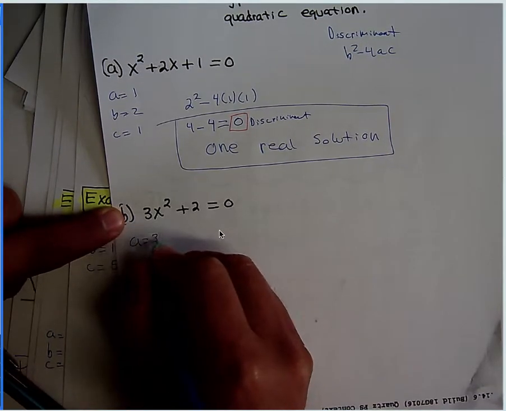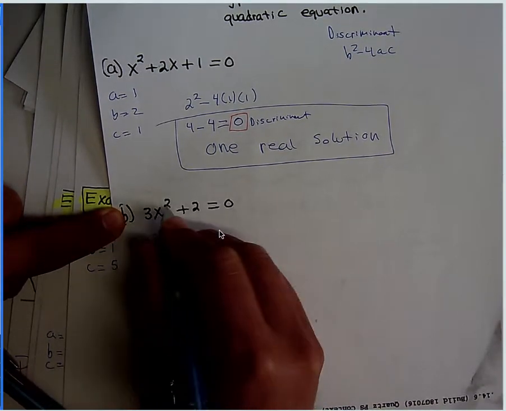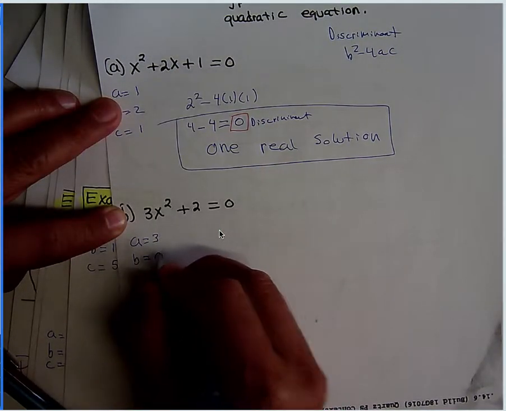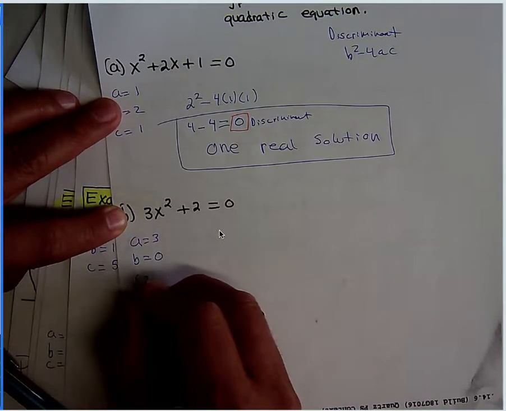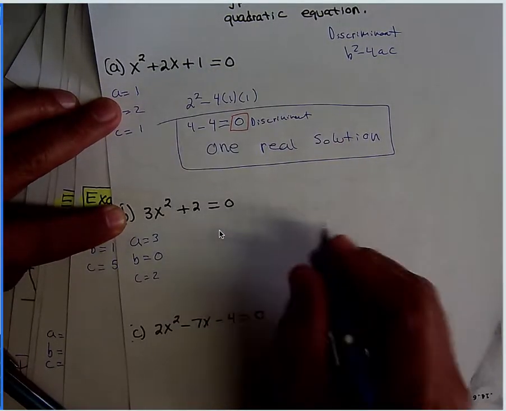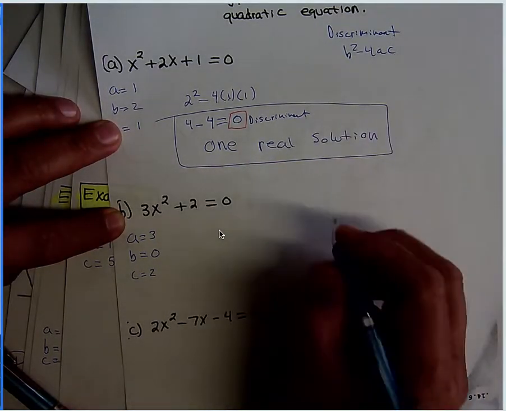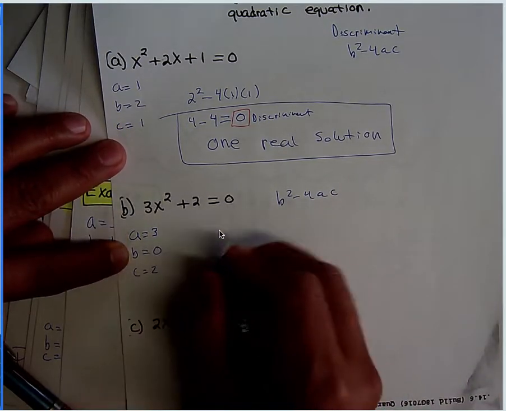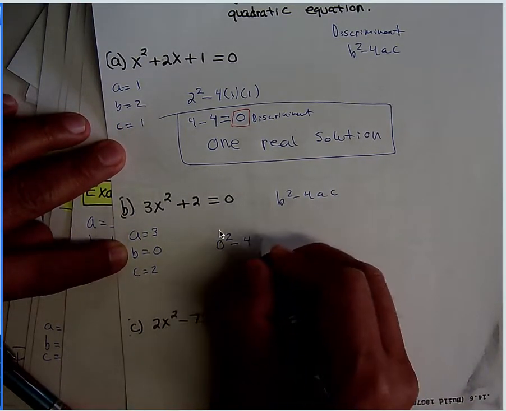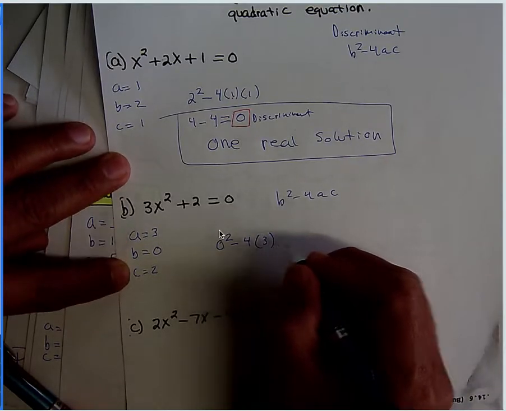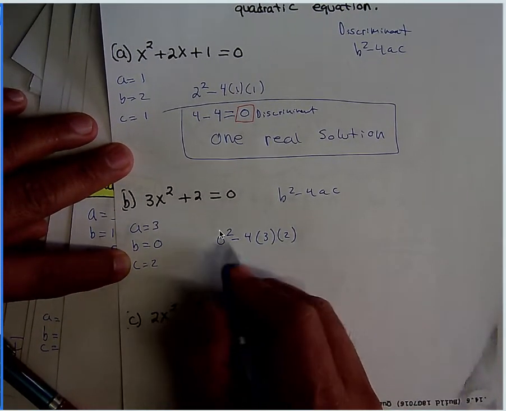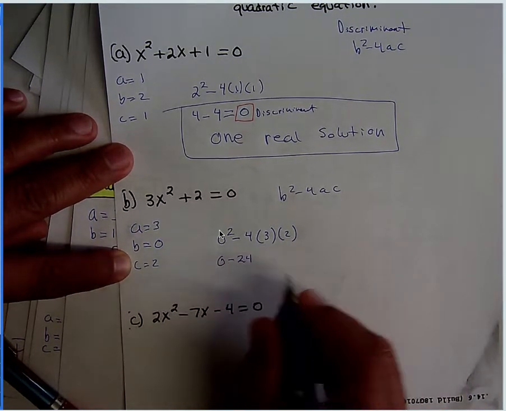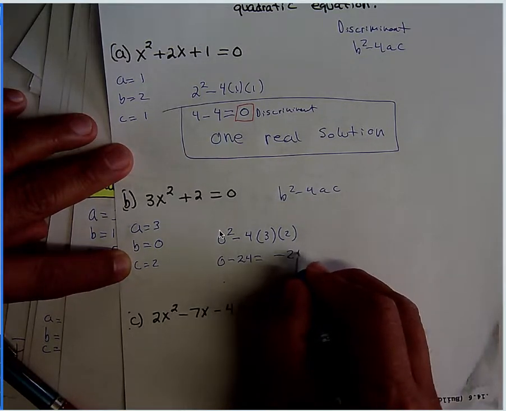The A would be 3. The B, there's no B. If you notice, there's no X by itself, without the exponent, I mean. So 0. And then the C would be the number by itself, so 2. Now let's substitute into this one again. So B squared, 0 squared, minus 4 times 3 times 2. So 0 squared would be 0, 4 times 3 is 12, 12 times 2 is 24. So we get a negative 24.